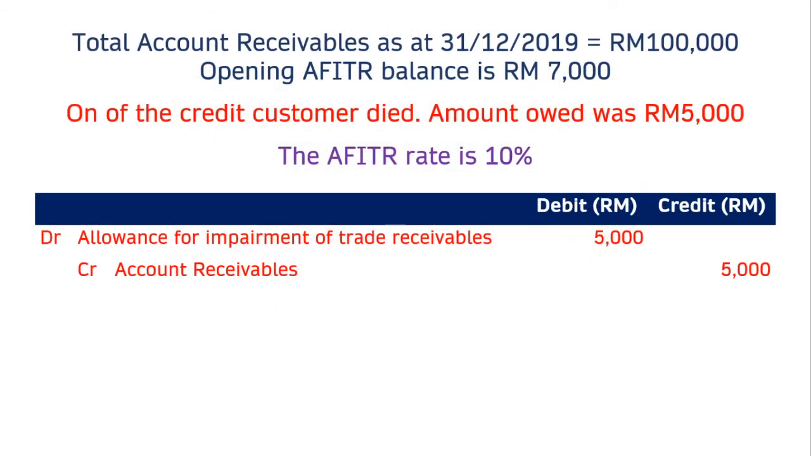Now let's look at the journal entries. To do this, since we have already calculated the allowance for impairment of trade receivables value to be increased, we need to debit increase in allowance for impairment of trade receivables, which will be an expense, and credit allowance for impairment of trade receivables, which is the amount that we want to add.